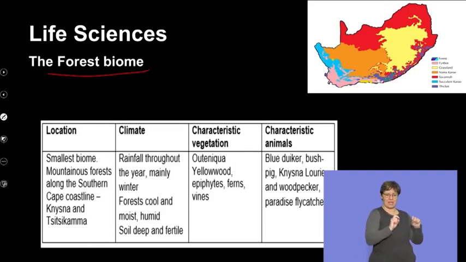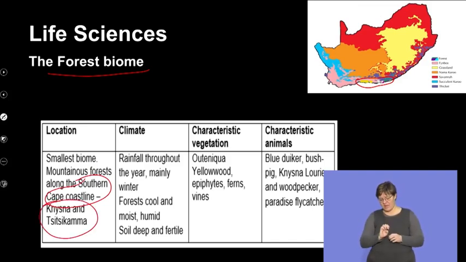As we wrap this section up, we're looking at the forest biomes. Again, the forest biomes are indicated in these areas here in green, little bits of them around your Cape coastline along the southern coast, as well as Knysna. And they have rainfall throughout the year, mainly winter.